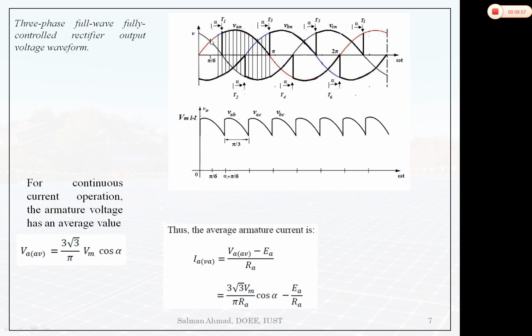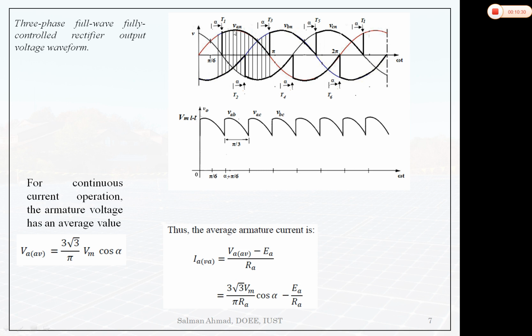You can see at this point, pi by 6, thyristor 1 has the maximum positive value, so it is in forward bias and it can be triggered. But we have some delay angle, say this is alpha. So at alpha we trigger. The output voltage will be this one, shown in the bold black line. It starts conducting here. We can trigger here, we can trigger here. This line shows that we can trigger the thyristor.